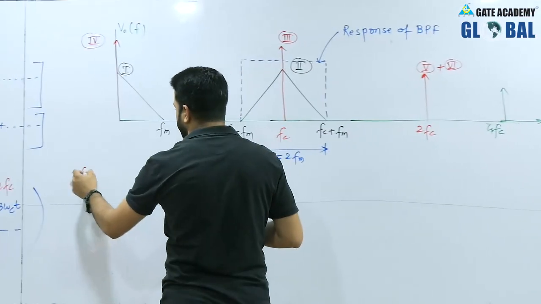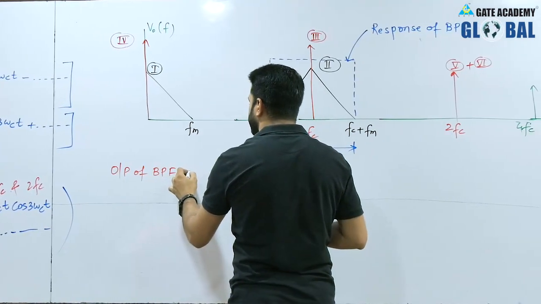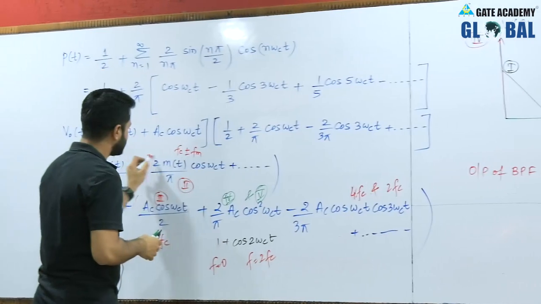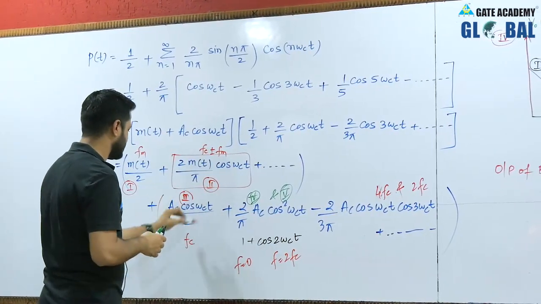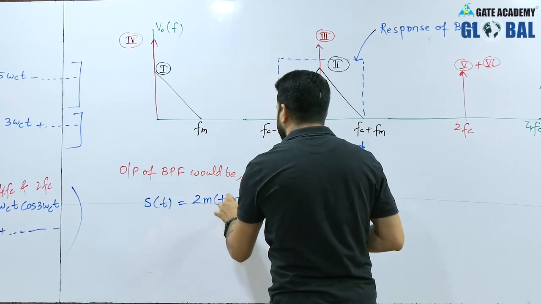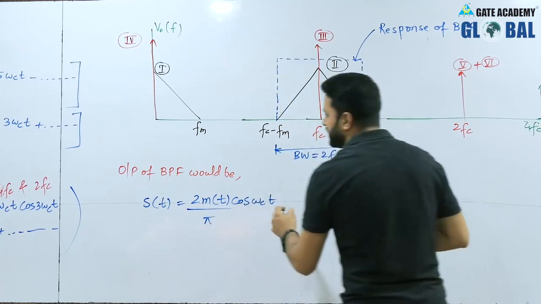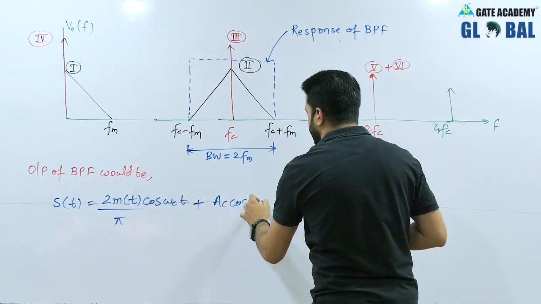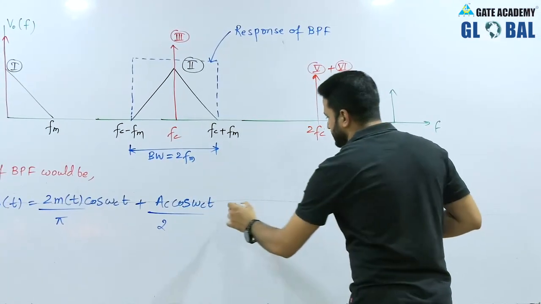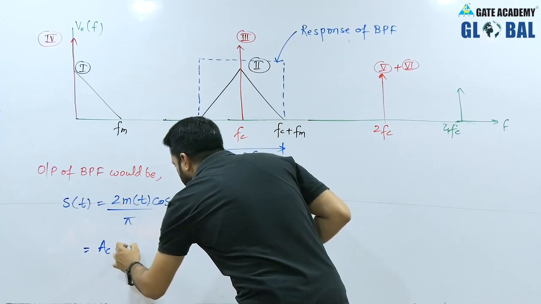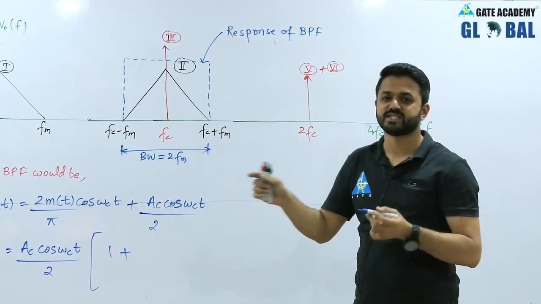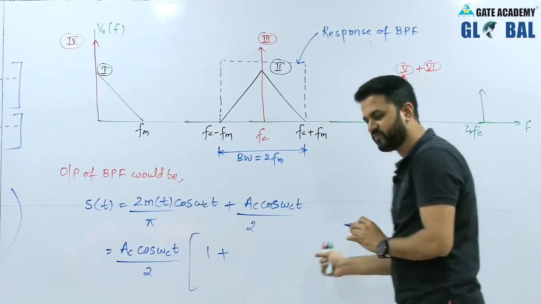The output of the band pass filter would be the second and third term. The second term is 2m(t) cos ω_c t by π, and the third term is A_c cos ω_c t by 2. So the output, denoted by s(t), is 2m(t) cos ω_c t by π plus A_c cos ω_c t by 2. If I take A_c cos ω_c t by 2 common, we get 1 plus, because we have to represent it in the standard form, which is 1 plus k m(t).